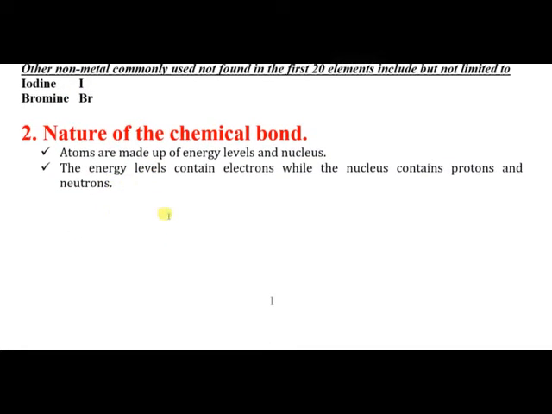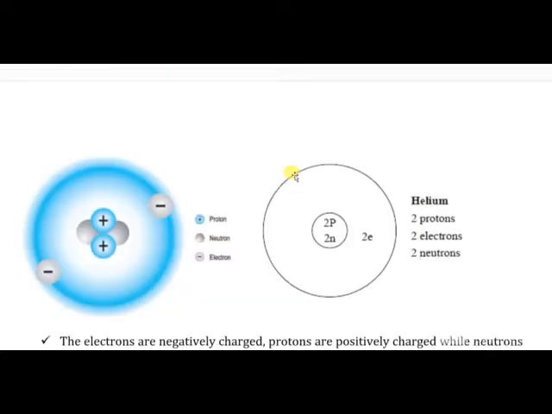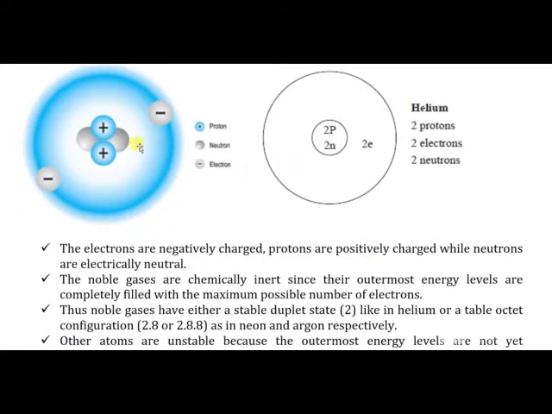So another thing we want to look at is the nature of the chemical bond. Atoms are made up of energy levels. That is another thing you need to understand, energy levels. So in an atom, let me take you through this atom. An atom is made up of 2 major regions, that is the nucleus and the outermost energy levels. These lines are called the energy levels. So in the energy levels we have electrons, and in the nucleus we have the protons and the neutrons.